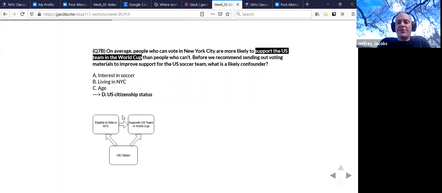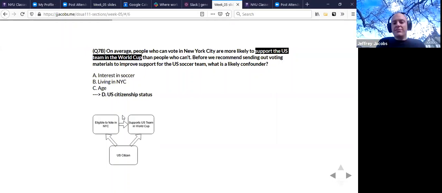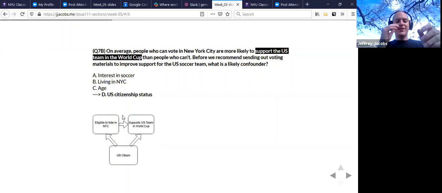Because if you're under 18, you can't vote. So that's a deterministic thing: if you're under 18, not eligible to vote. If you're over 18, you may be eligible to vote. So it definitely affects the independent variable, but you always have to remember that a confounder is the thing that affects independent and dependent. So in this case, does age affect supporting the US team in the World Cup?